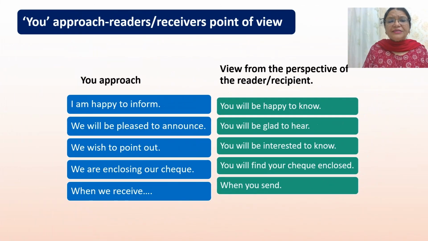Next comes the example of you approach and the receiver's point of view. See, you approach may have given some sentences like, I'm happy to inform, you will be happy to know. This is taken from the reader's perspective. We will be pleased to announce, you will be glad to hear. We wish to point out, you will be interested to know. We are enclosing a check, you will find your check enclosed. And when we receive or when we send.